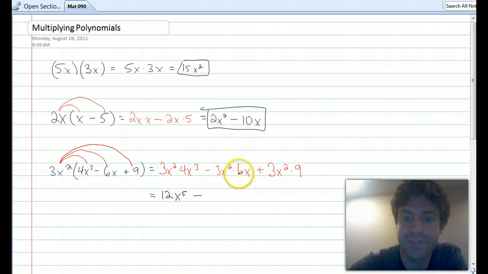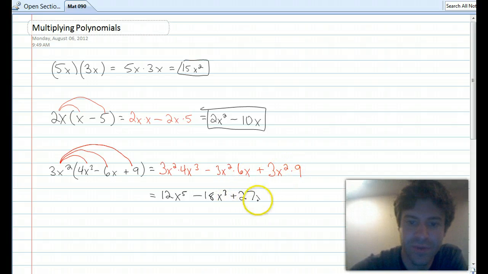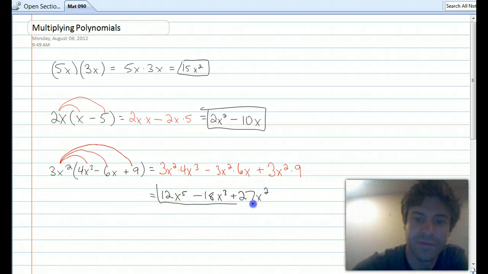We subtract. 3 times 6 is 18. X squared times x, that's to the 1st power, is going to be an x cubed. And 3 times 9 is 27. We're just left with an x squared. That's the answer for that one.